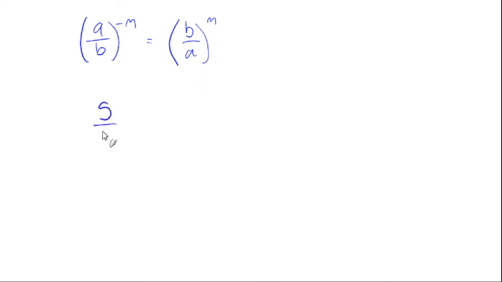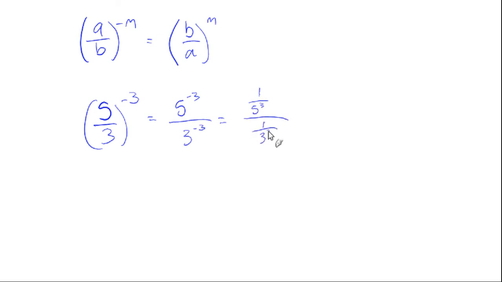Let's say we have 5/3 to the negative 3. Okay, and I'm going to use properties that we've already established. So I'm just going to give this negative 3 to the 5 and to the 3 separately. So 5 to the negative 3 over 3 to the negative 3. Then we have properties of negative exponents. 5 to the negative 3 is just the same as 1 over 5 to the positive 3. And we already talked about why that is.